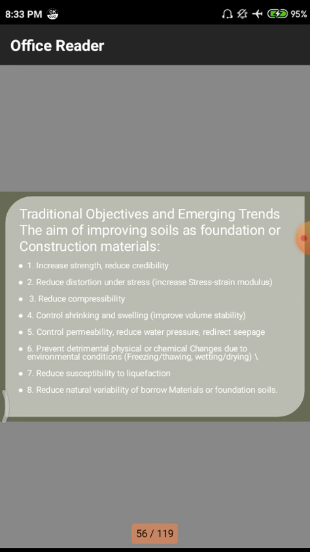Next one is reduce compressibility. That means whatever the forces acting on the structure, we need to reduce them, because if there are extreme compressibility actions, the structure will automatically weaken. Next one is control shrinkage and swelling. That means control the shrinkage. Shrinkage and swelling occur in the state where there is any entrainment of water into the lower layers of the particular soil. Due to this entrainment of water, the swelling capacity and shrinkage capacity will increase in that particular soil.